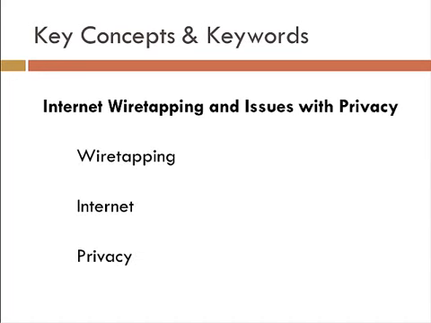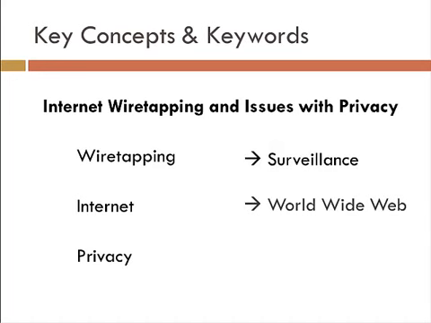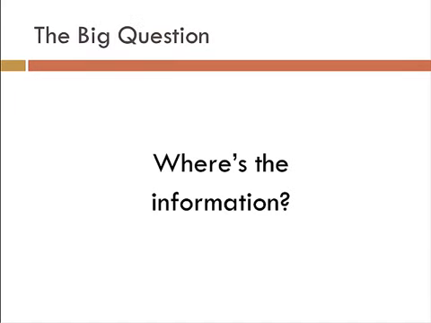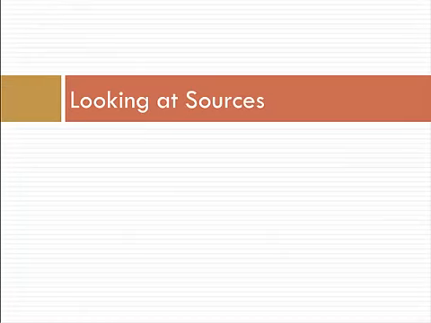I'm focusing most of my energy on wiretapping, specifically on the internet and its impact on privacy. And as I'm going, it's also important to think of additional keywords that I might use when I search. So I have my key concepts, but some additional keywords I might want to look at are surveillance and the World Wide Web. In regards to privacy, is there a good synonym for this? I don't know. We'll have to keep going, and as we search, continue to look for more keywords and concepts to investigate. But perhaps the biggest question is, where is the information?